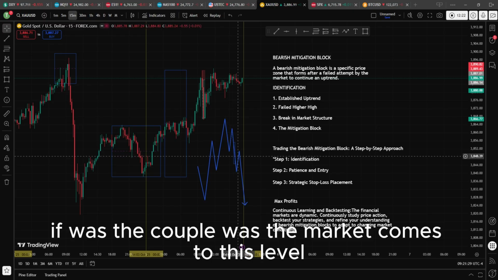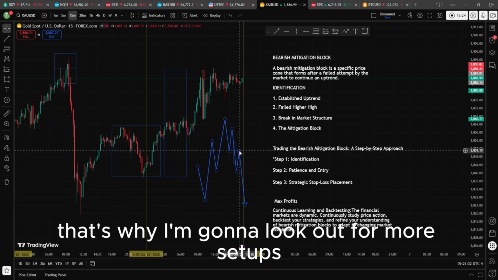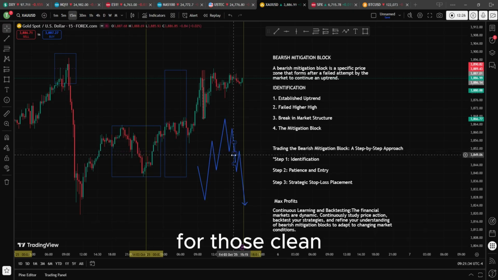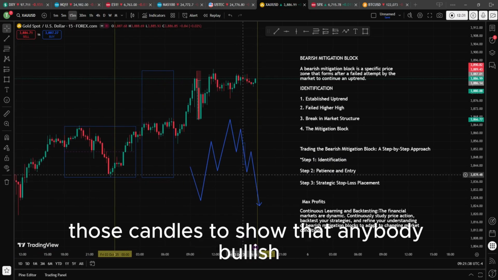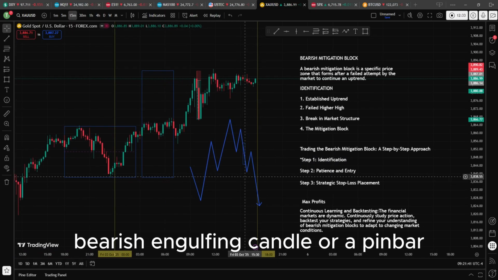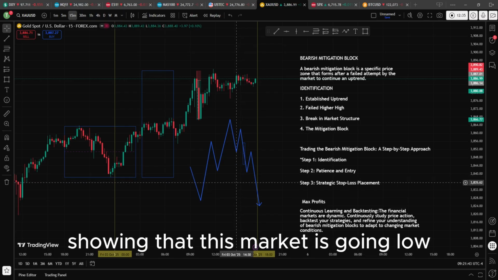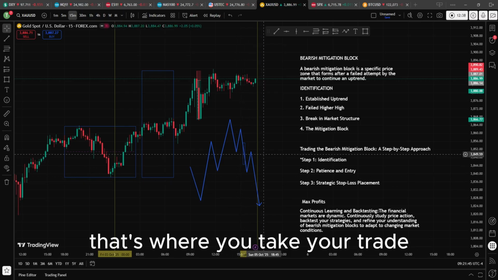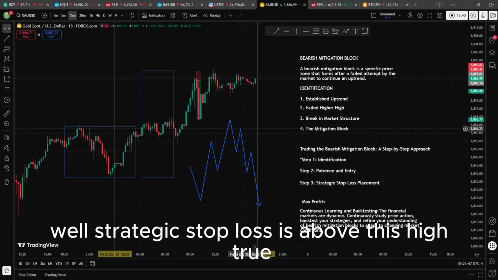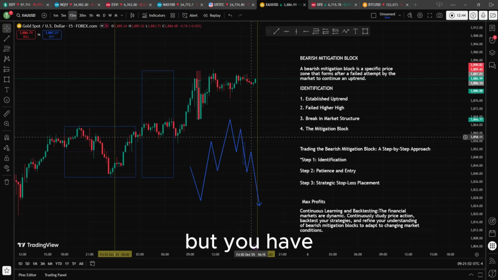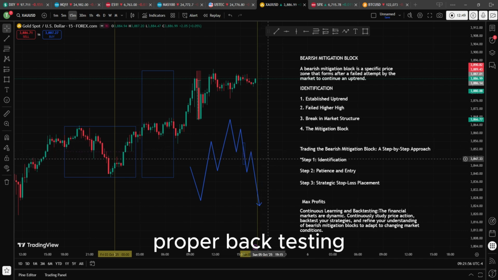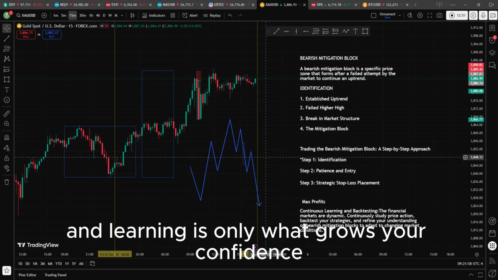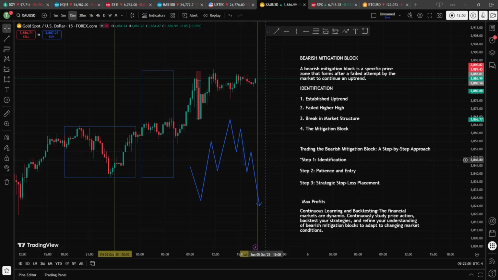Once the market comes to this level, that's why I'm going to look out for those setups, those green candles, to show maybe a bearish engulfing candle or pin bar showing that this market is going lower. That's where you take your trade. Your strategic stop loss is above this high. This is through the much back testing I've done, but you should do your own back testing as well. Proper back testing and learning is what grows a trader's confidence.